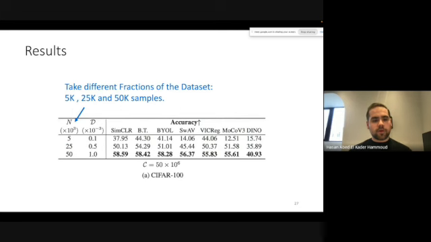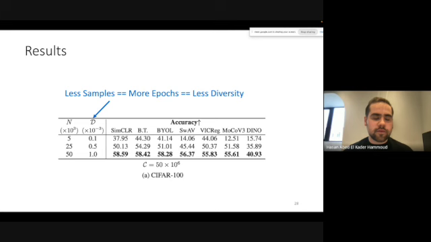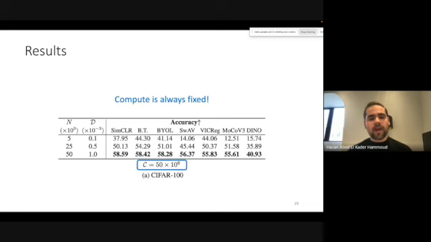So we take different fractions of CIFAR-100. So this is CIFAR-100, 50K samples. You can subdivide it into 5,000, 25,000, 50,000. And of course, as you increase the number of samples, you are only allowed fewer epochs, and this means more diversity. Sorry, more epochs means less diversity. Okay, and the compute is always fixed. So whenever you want to change the number of seen samples, you adjust your epochs such that you maintain this fixed computational budget. And what do we observe?